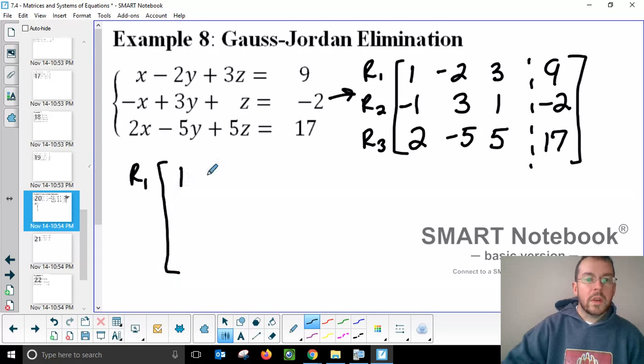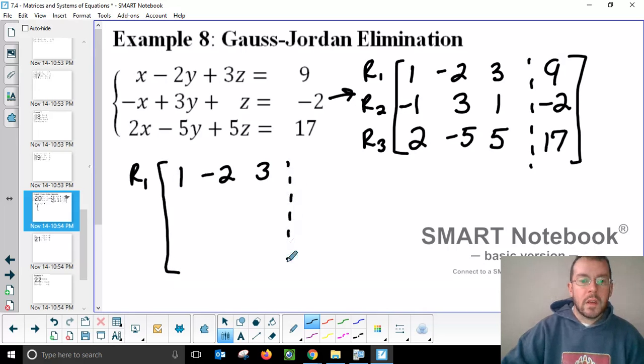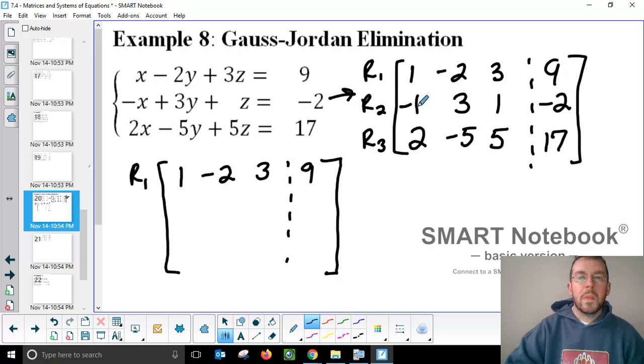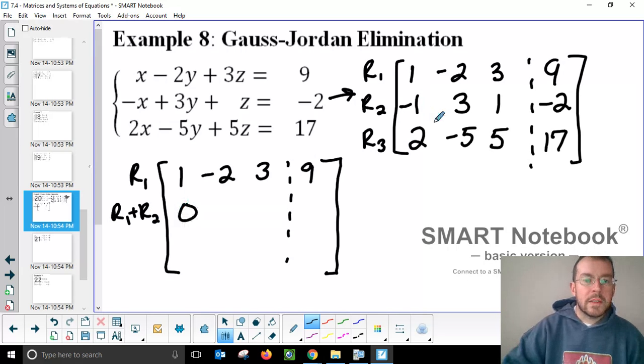So 1, -2, 3, 9. I want this to be a 0. Well, that's easy enough. I can just do row 1 plus row 2. So 1 plus -1 gives me that 0 that I want. -2 plus 3 is 1. 3 plus 1 is 4. And 9 plus -2 is 7.